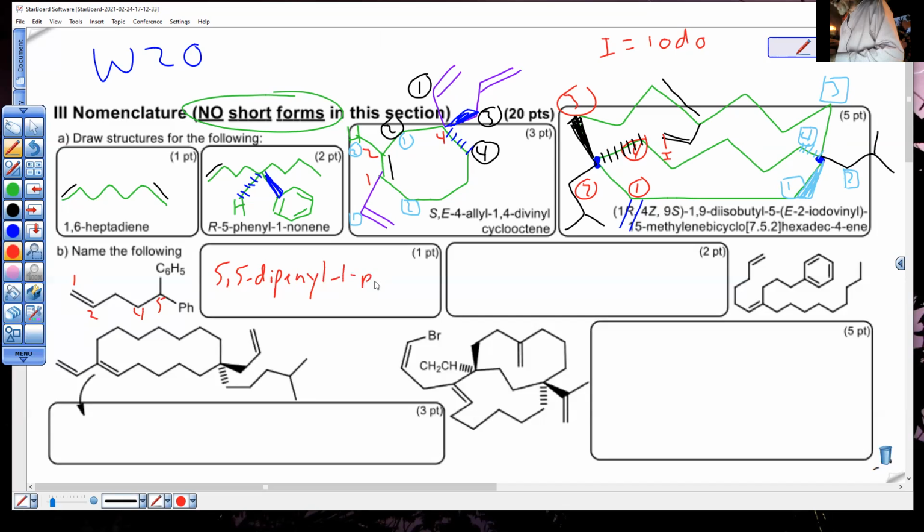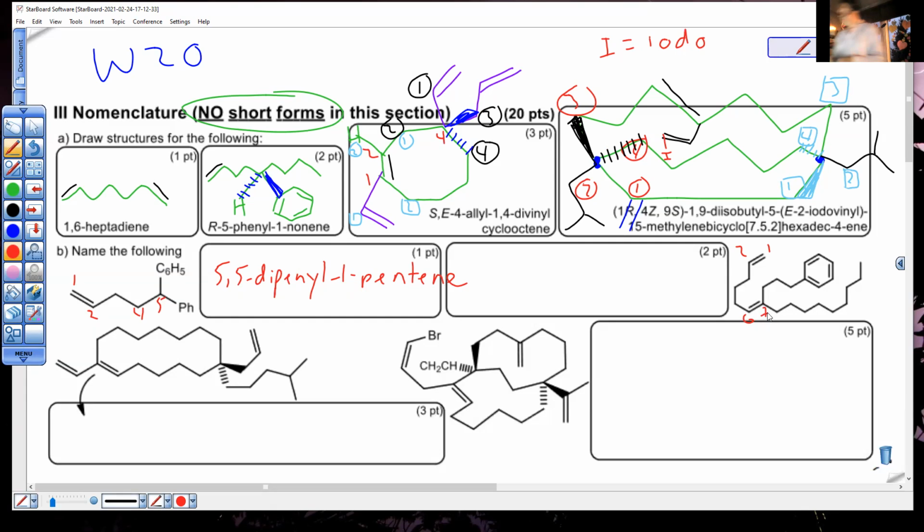1-pentene. 5 carbons, double bond between 1 and 2. This one, you want the first double bond on the lowest number. 2, 3, 4, 5, 6, 7.